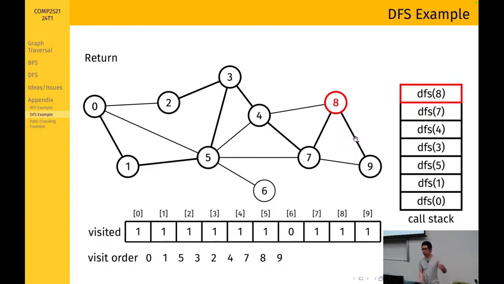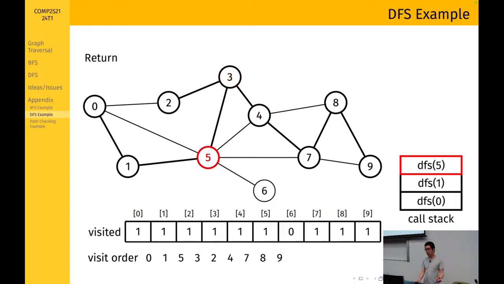So we return to DFS8. Since 8 has no more neighbors that haven't been visited yet, we return again to 7, then we return to 4, then 3, then 5. Now 5 still has one more neighbor which hasn't been visited, which is 6. So we recurse into 6, and we mark 6 as visited. Now there are truly no more vertices to visit, so we will end up just returning, backtracking all the way back to 0. And we are done.